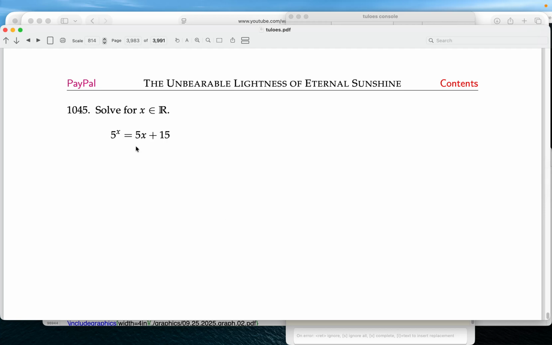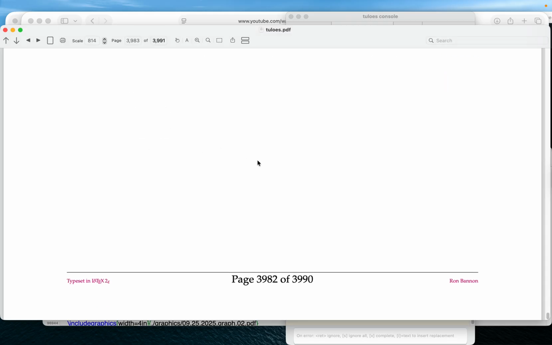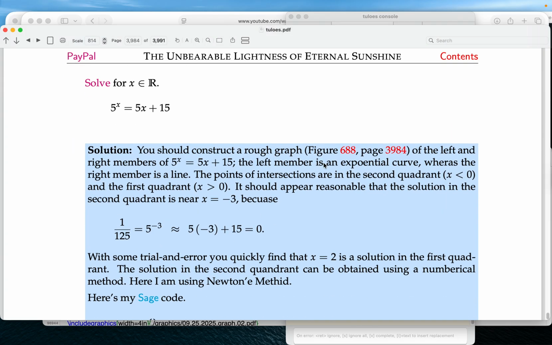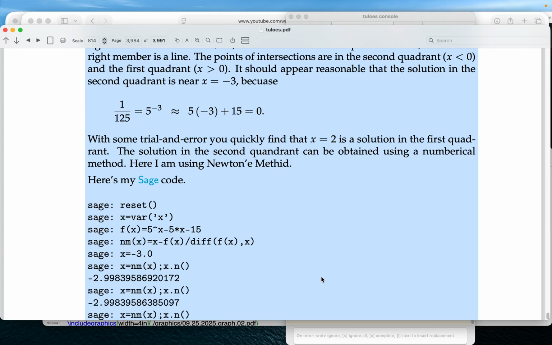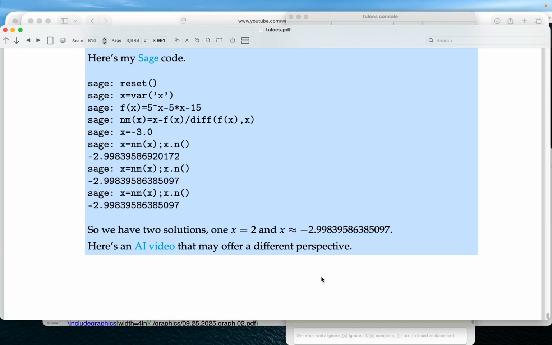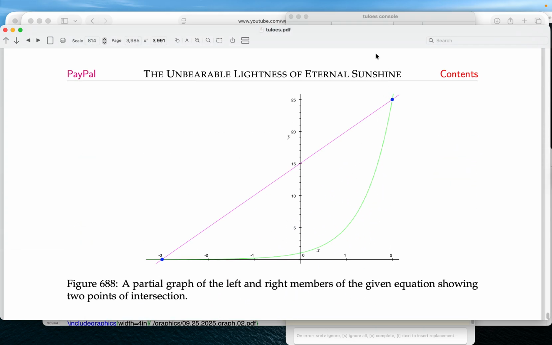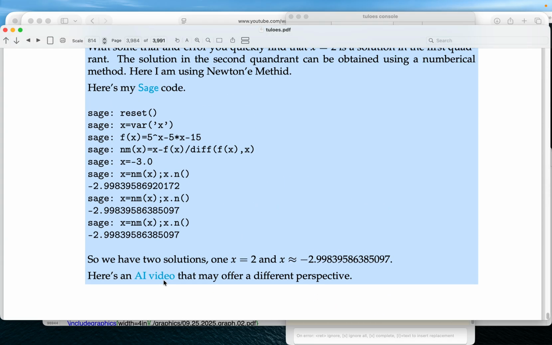Okay, problem 1045, it says solve for x and r, where x is a real number, and this is the equation over here. Again, certainly we went through it, and I talked through it, got a solution that was easy, and then I got a solution that wasn't so easy using Newton's method. But again, I had a visual understanding of the problem before I attempted it, and the visual understanding really led me quite quickly to the number 2, and it led me quite quickly to thinking that it's close to minus 3, but not minus 3 certainly. And we went through Newton's method to get the other solution.